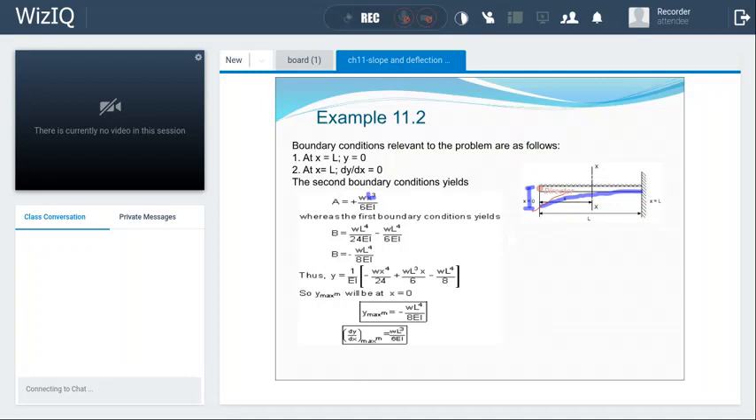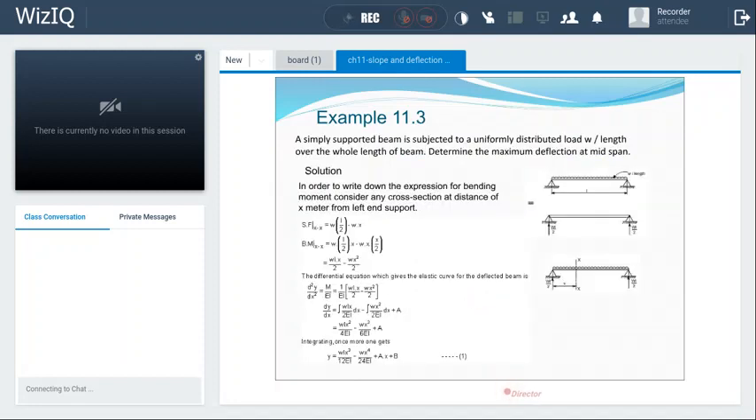Now we will solve for a simply supported beam. In the case of a simply supported beam, we will take this case of uniformly distributed load on the beam. So there are two supports and the load is uniformly applied over the entire span.